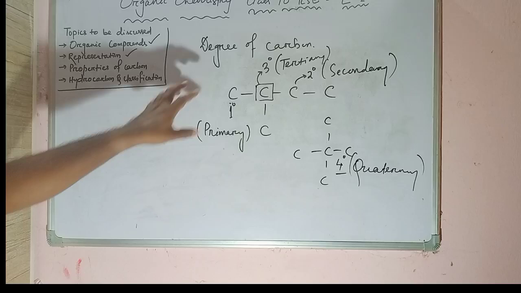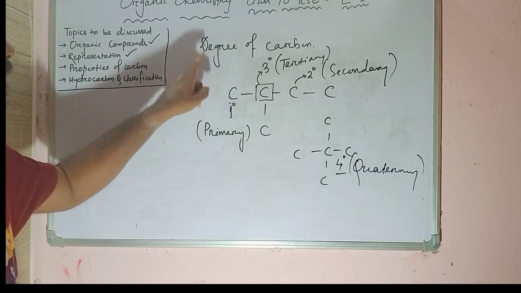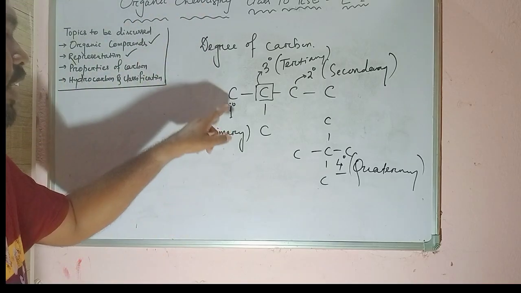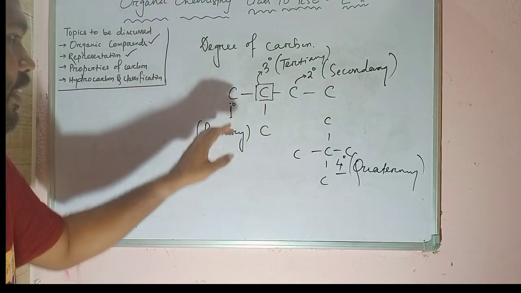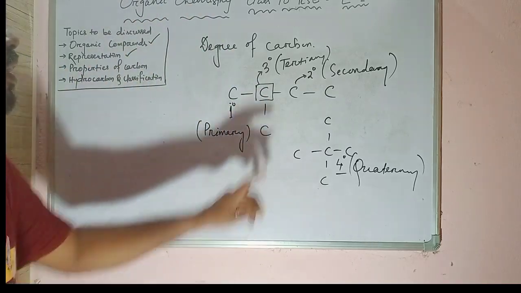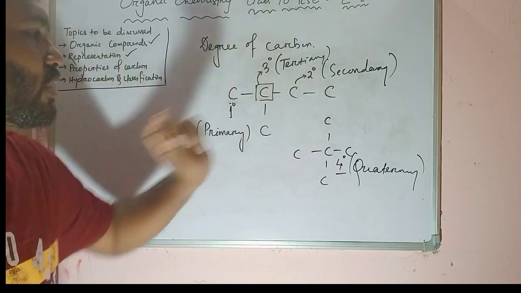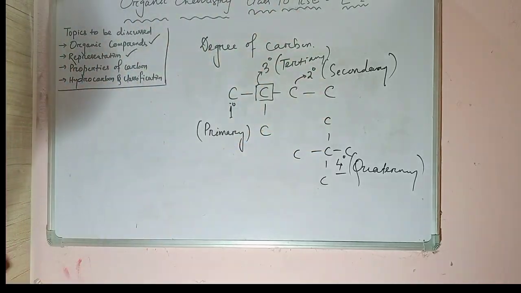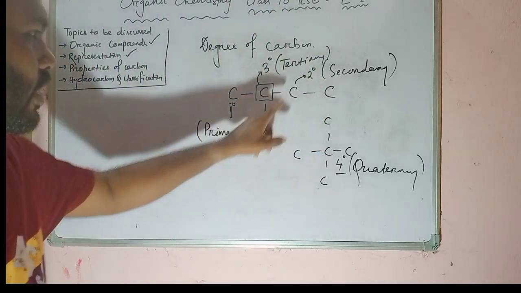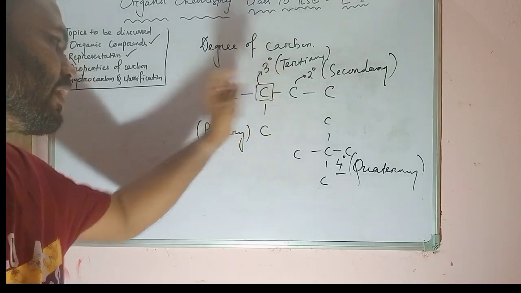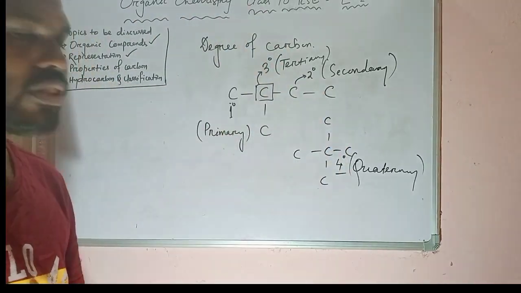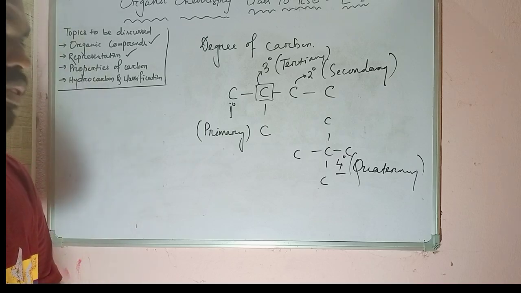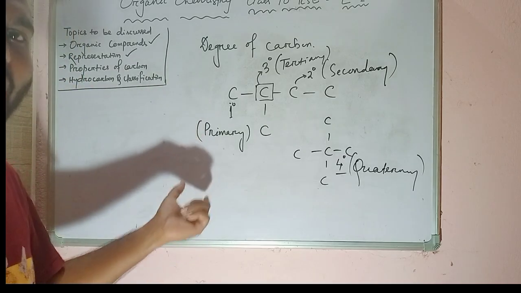Hope you understood about the degree of this carbon. So what is the degree of this carbon? When a carbon atom is directly attached to one carbon atom, that is known as first degree carbon. When it is attached to 2 carbon atoms directly, it is known as second degree carbon. When it is attached to 3 carbon atoms directly, it is known as third degree carbon. And when it is attached to 4 carbon atoms directly, then it is known as quaternary carbon. Fine. Now let's move on to the next section.